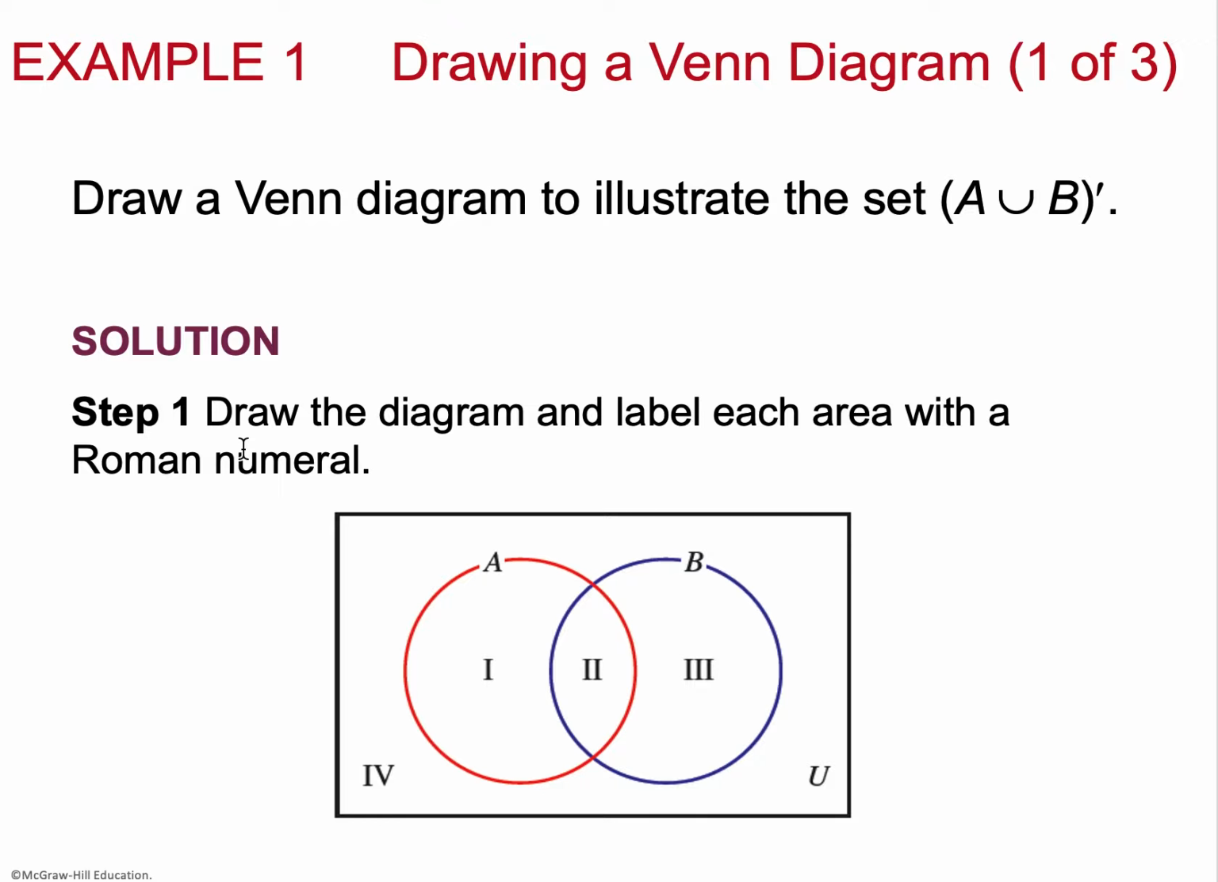And so if I look at example 1, I have a Venn diagram to illustrate the set of A union B complement. So to do that, I'm going to have to draw the diagram and label each area with a Roman numeral. So this is area 1, area 2, area 3, area 4.